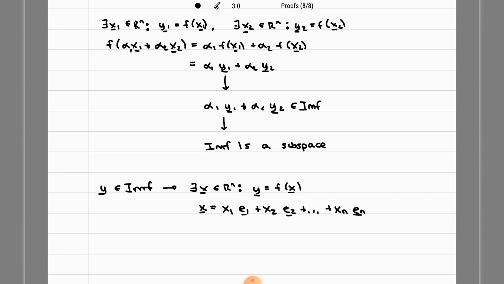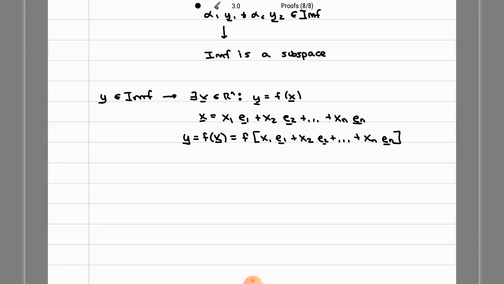So since we know that the function is linear, we can say that our y vector, which is equivalent to saying f of x, is going to be f of all of this that we just wrote out. So f of x1 e1, and so on. And since the function is linear, we have to satisfy the homogeneity and additivity properties. This is something that we also did in the representation theorem proof.